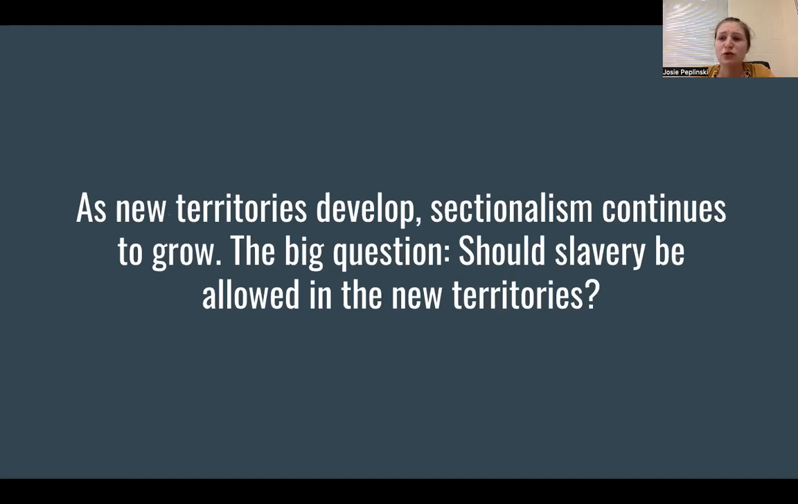So as these territories like this one that Henry Clay is over and Harrison is over, where they're getting that Native American land, as these territories continue to develop and grow, the big question is, should slavery be allowed in the new territories? And this continues to contribute to that sectionalism that we've been discussing.